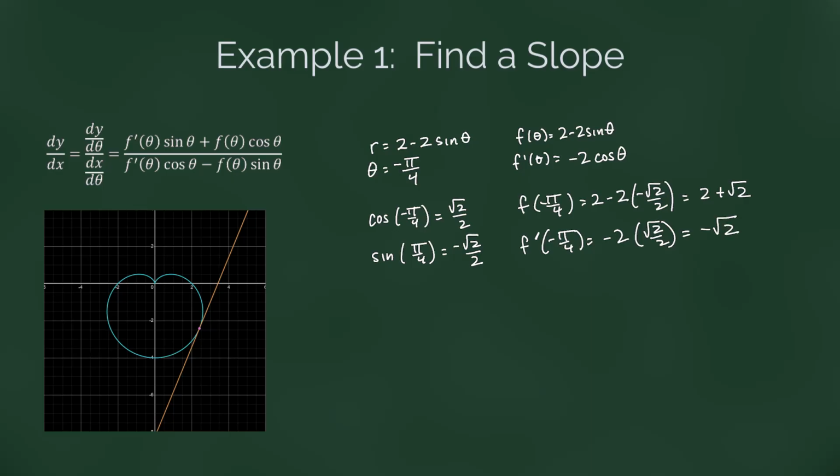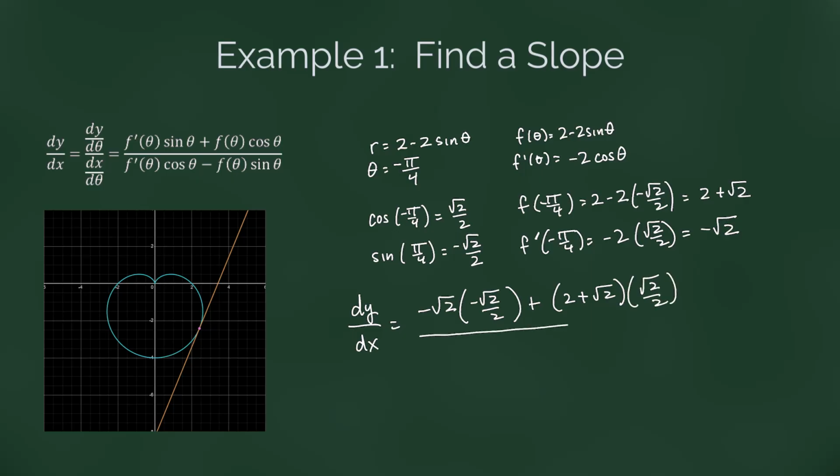So now we're ready to put this into our formula. We get that dy/dx is equal to f prime of theta, so that is negative root 2, times the sine of theta, which is negative root 2 over 2, plus f of theta, 2 plus root 2, times the cosine of theta, root 2 over 2.